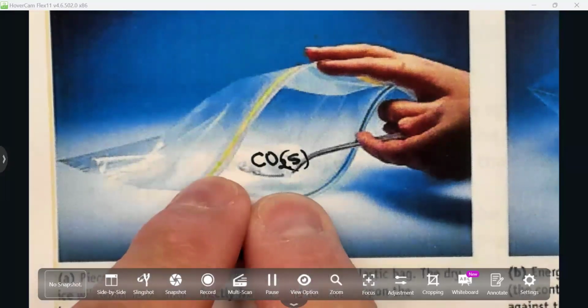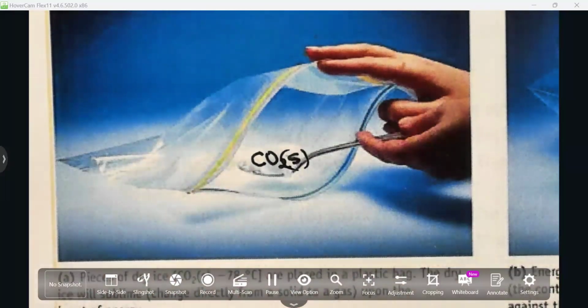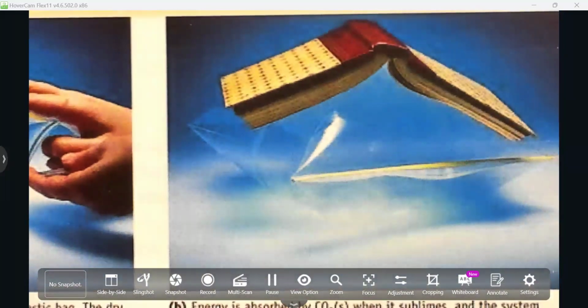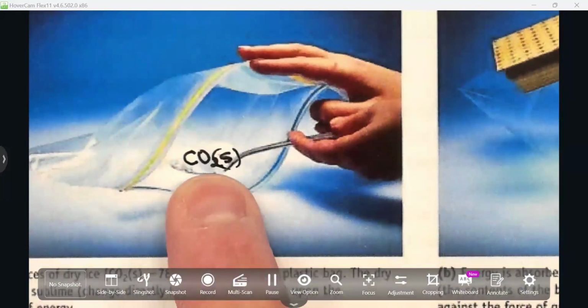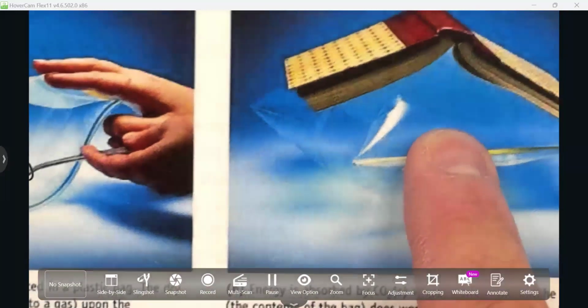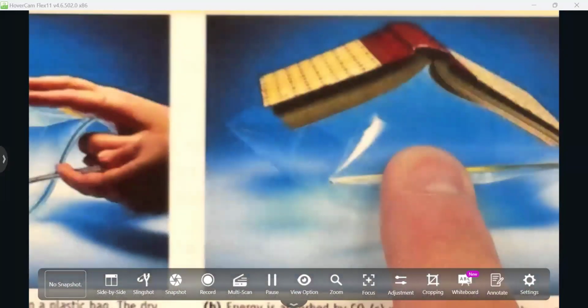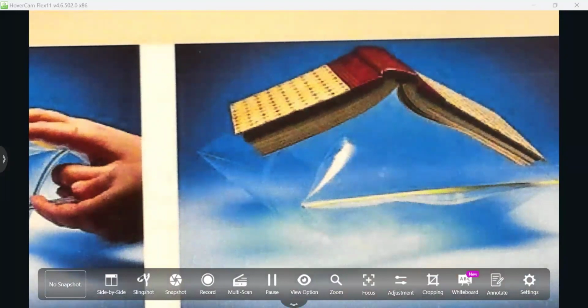So I have a tablespoon of dry ice. I put it into a Ziploc bag. I seal it. And this happens if I put a book over top of it. It's a great example. What's going to happen is this is going to go from CO2 solid to CO2 gas, correct? It's going to have to absorb some heat energy to do that. Where is it going to take the heat energy from? The surroundings.